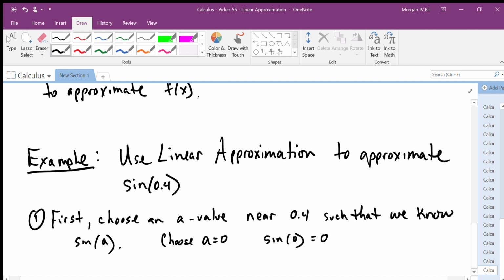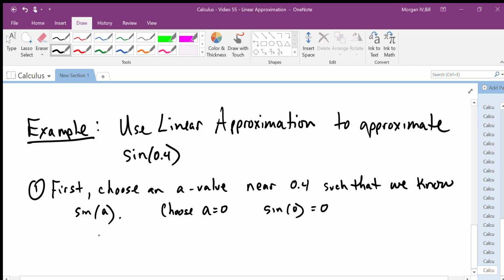We can do that. So here's what I have. We know that sine of 0 is 0. I just wrote that down. Therefore, if I plug in an a value of 0, I get out a function value at a of also 0. That is my point. That is the point that I'll need for my linear approximation.